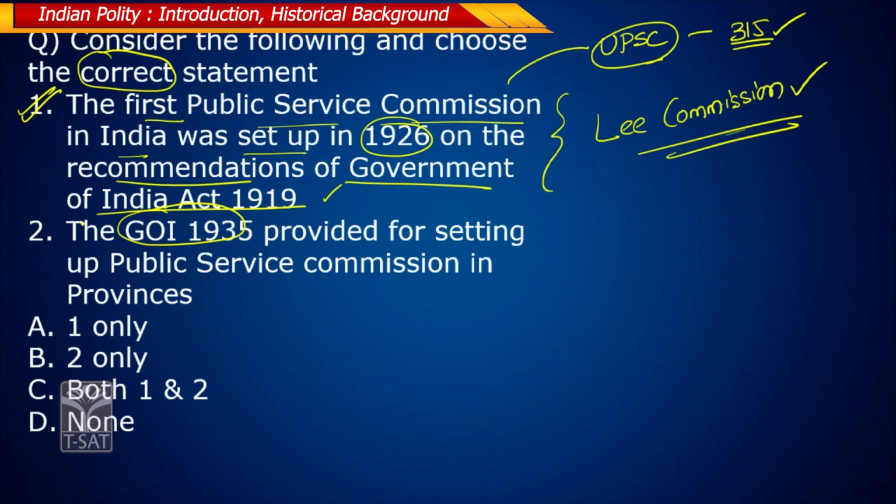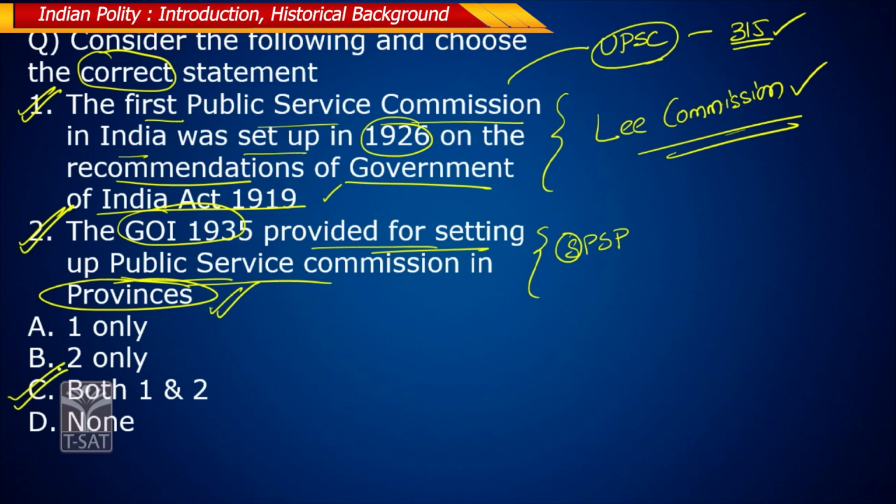The Government of India Act 1935 provided for setting up public service commissions in the provinces. This is talking about the State Public Service Commission. Today it is called state, but in the British era, they were called provinces. So, even this is correct. The answer is C. Don't think it is an easy question.